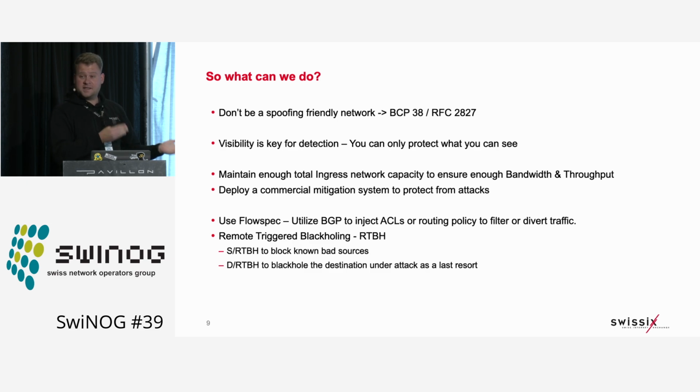Visibility. Visibility is key. If you don't have visibility, how should you protect your network or your customers, right? Another point is maintain enough total ingress network capacity into your network to ensure bandwidth, but also throughput. But of course, bandwidth is costly. So it can only scale towards a certain point which you as a company are willing to invest to have in total capacity in order to cope with these attacks.